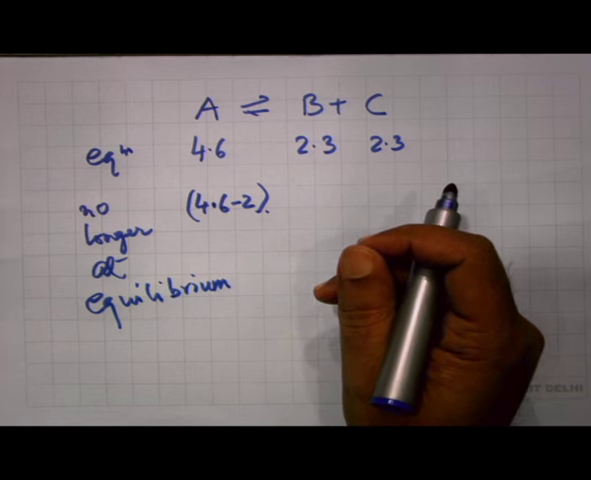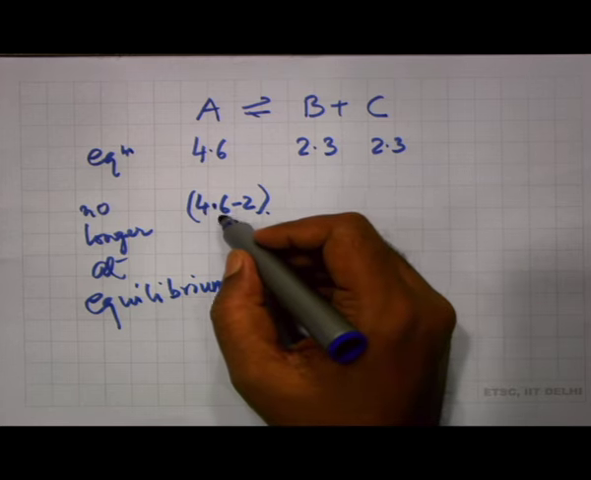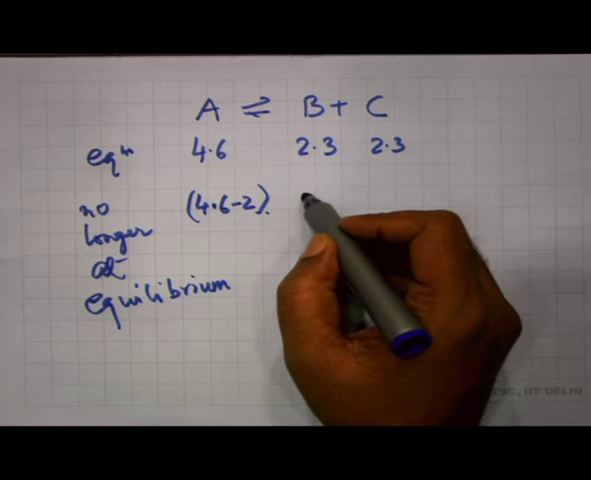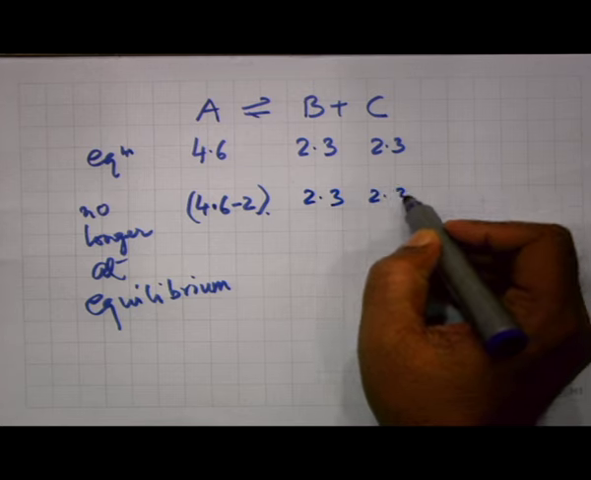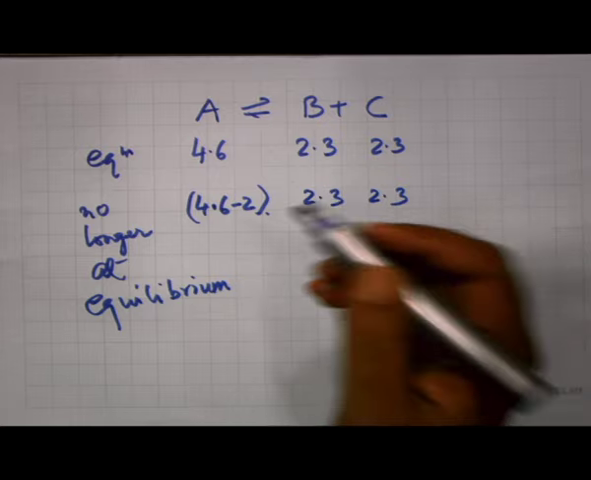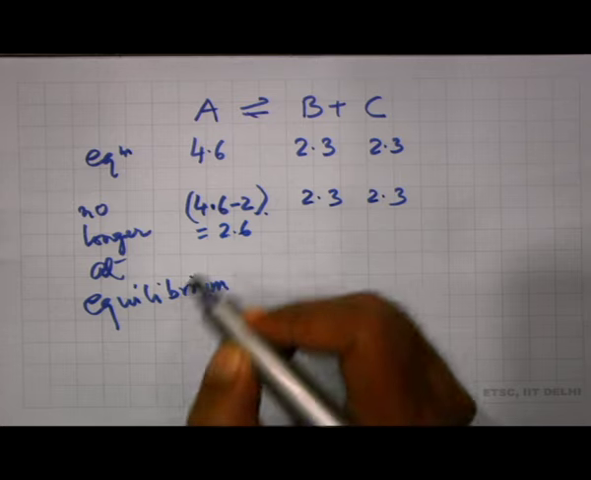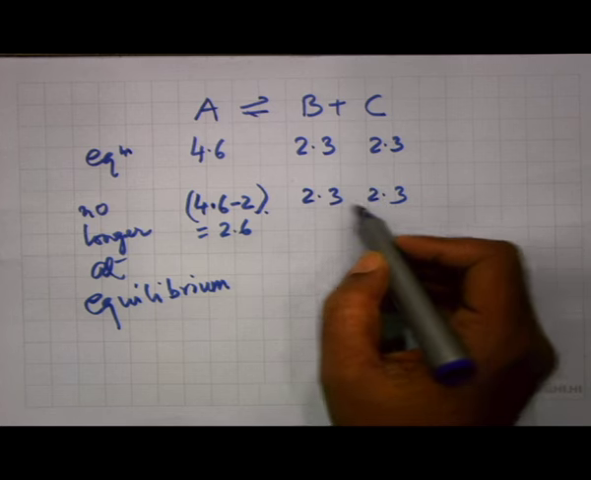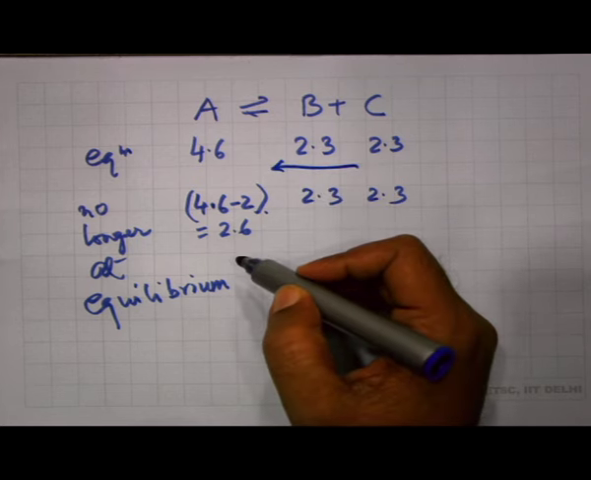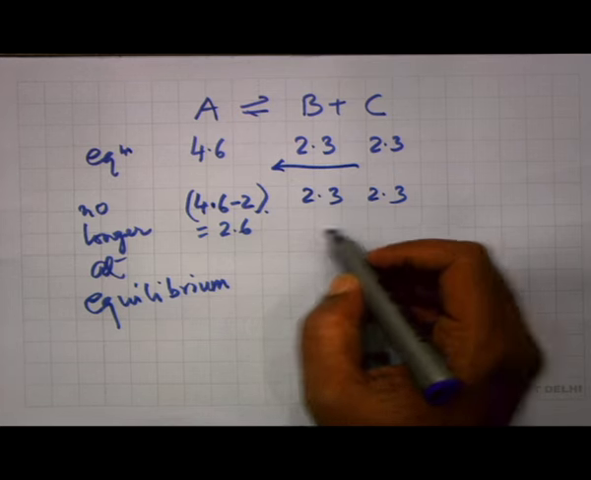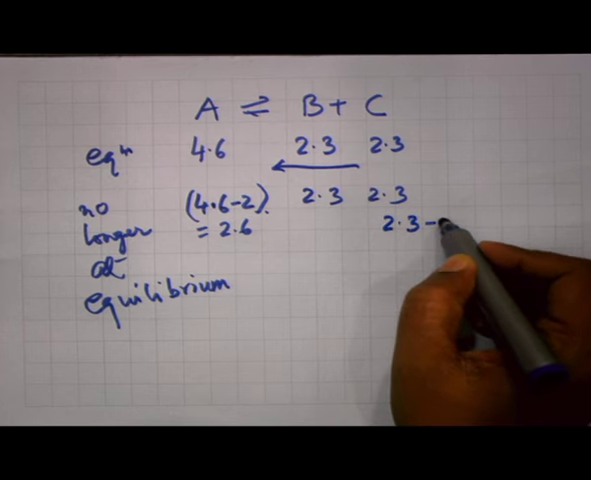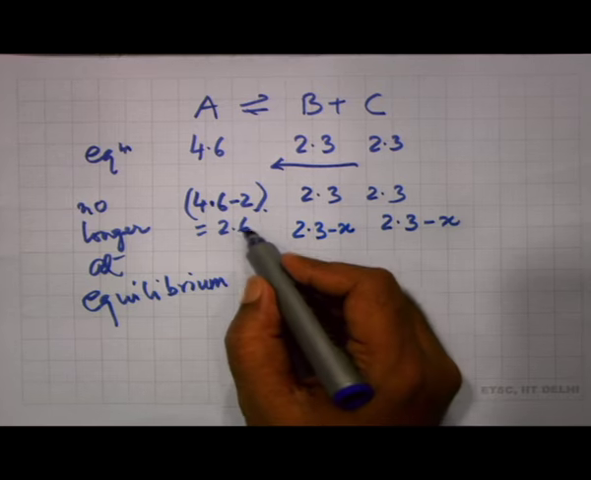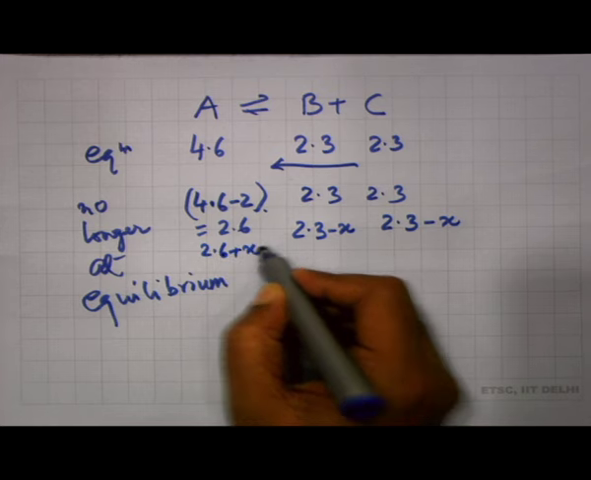Now, the question is which side it will shift. Okay. So, 4.6 minus 2, and then you have 2.3 on this side, 2.3. So, at equilibrium what can happen? This is your 2.6. Okay. So, suppose the reaction basically goes from this to this side. In that case what will happen? You can simply write 2.3 minus x, suppose x mole of C reacts with x mole of B and x mole of A is formed. This is at the new equilibrium.